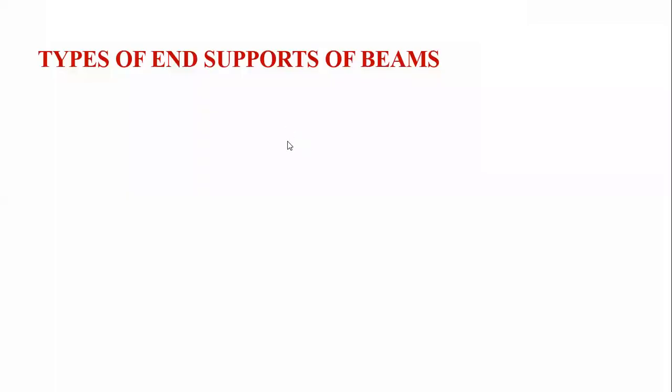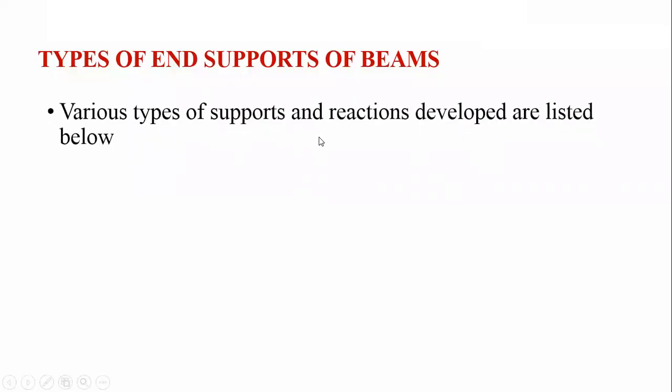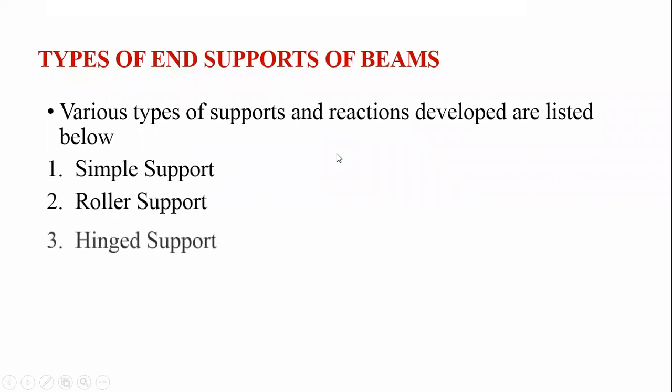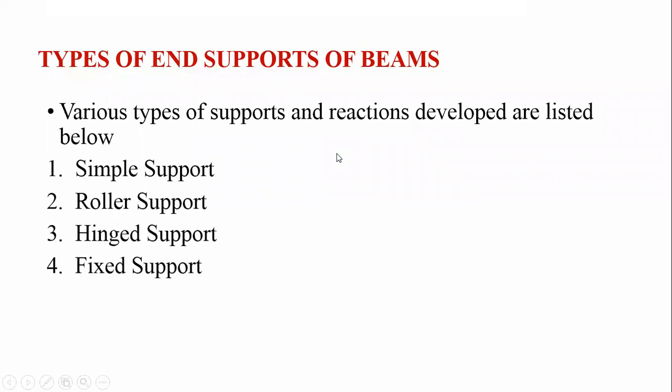Okay, today we proceed to a new point under this unit, that is the types of end support of the beam. Now let us see here. There are various types of support and reactions developed, listed below. The very first is the simple support, then roller support, hinge support, and fixed support. These are the various types of end support observed in a beam.